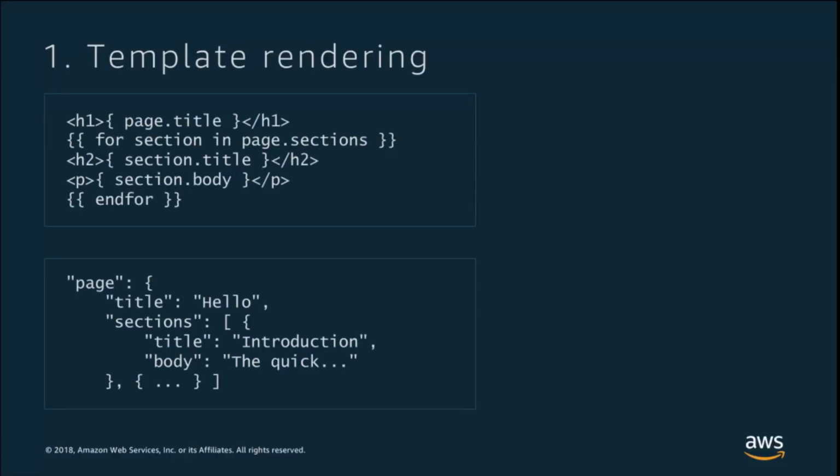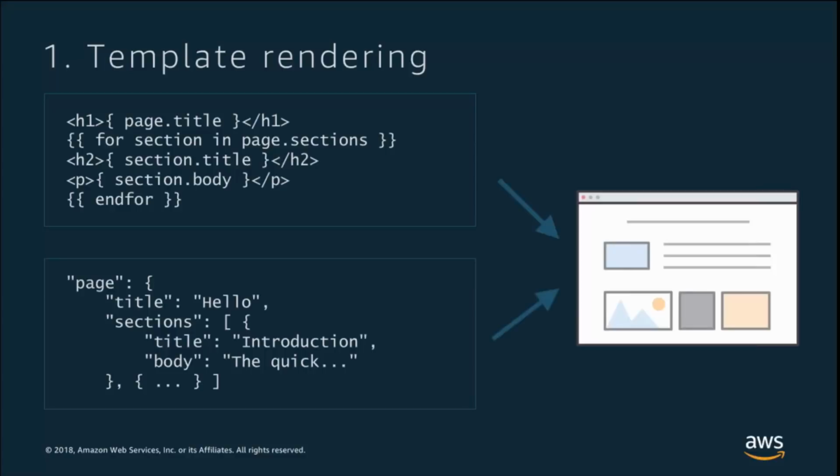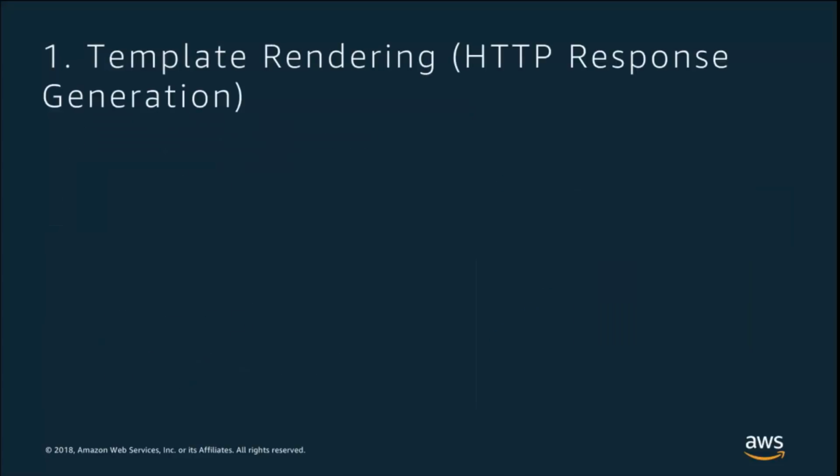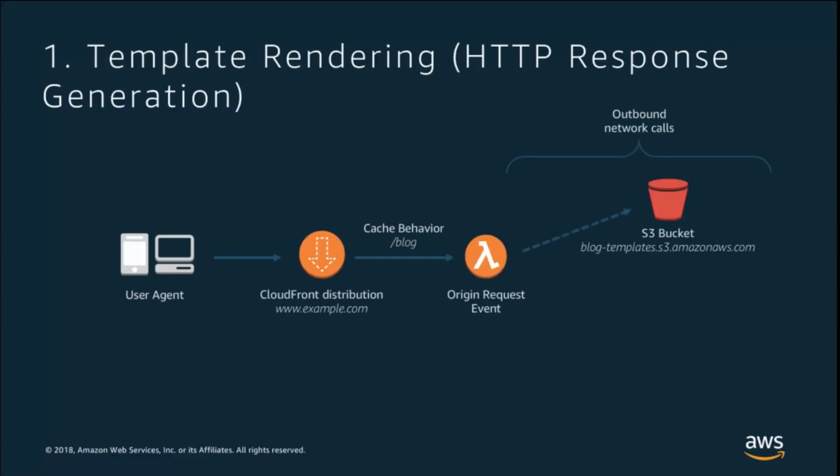The first one is template rendering. This use case is enabled because Lambda at the edge allows you to generate a response at the edge. So let's say you have some sort of template, a mustache template, that needs to be populated with some sort of JSON data, which could be residing in a database like DynamoDB. So essentially, you want to put these two pieces of data together to fulfill the particular user's request.